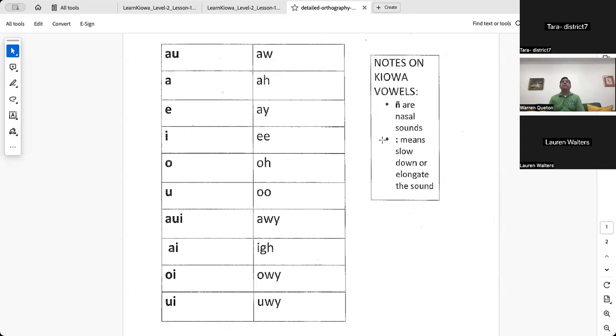And then the UI sound makes the sound ooey. Just like you say ooh, and you put the E on the end of it. Ooey. Ooey. So everybody repeat after me, even online. We're going to take a pause because I know there's always a little bit of a lag. But everybody repeat after me. We're going to go from the top.